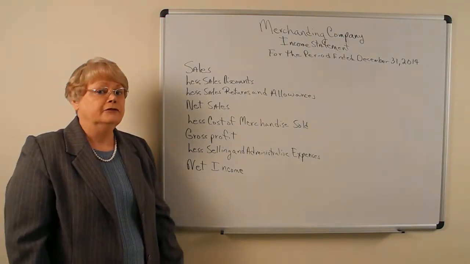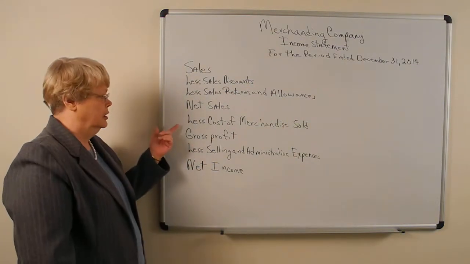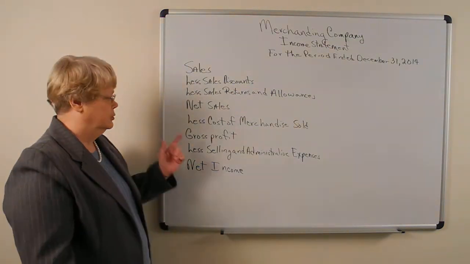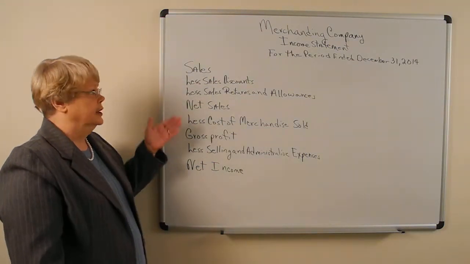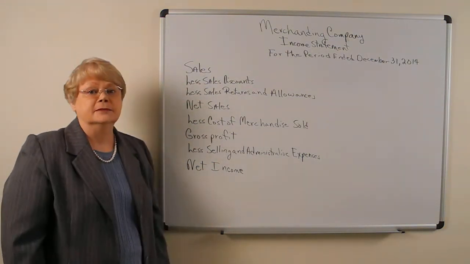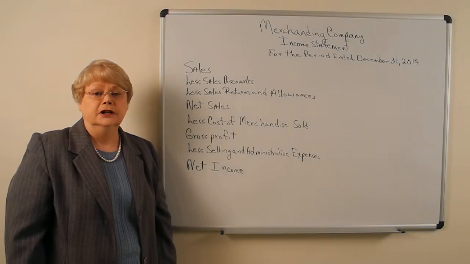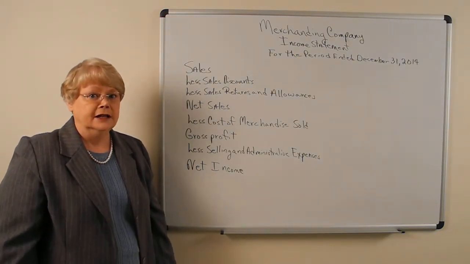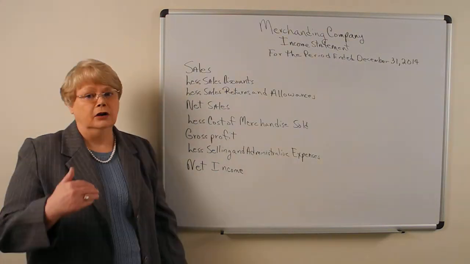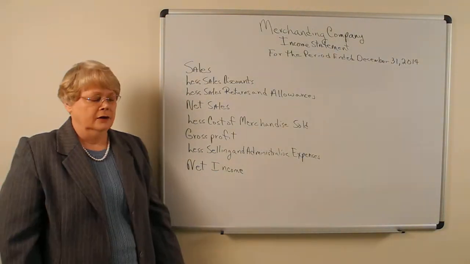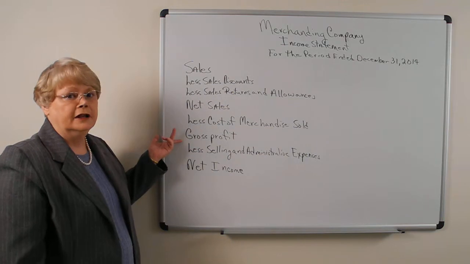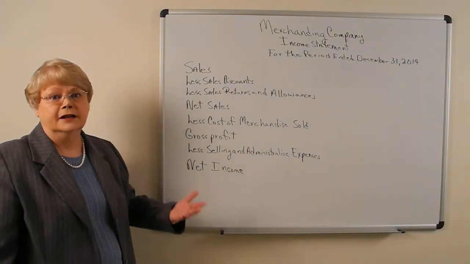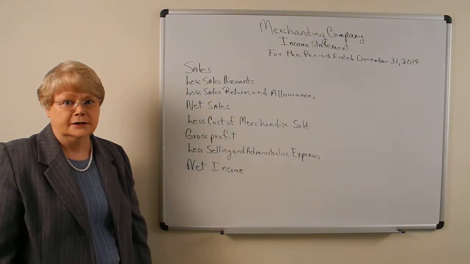Okay? Then from the net sales we're going to subtract the cost of the merchandise sold, and then we'll come up with gross profit. Now you don't have this on your income statement for a service organization. For a service organization you typically would just have revenue accounts, and then you would subtract from that all of your expense accounts. So we come down to gross profit, and of course a very simple definition of gross profit is sales minus cost of merchandise sold.